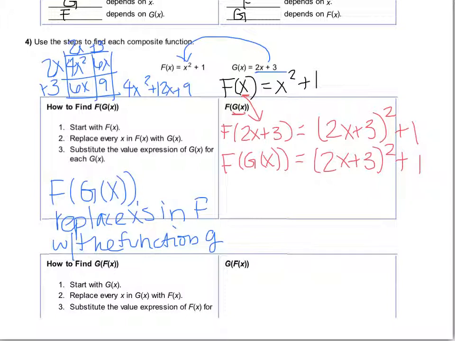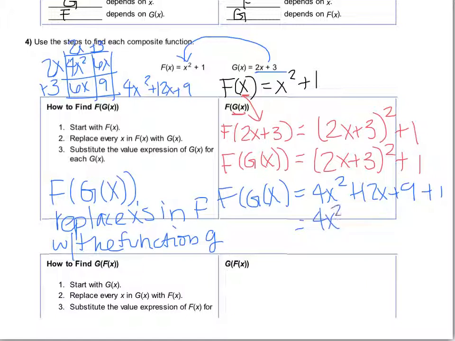So now I have for my next step that f of g of x equals 4x squared plus 12x plus 9 plus 1. I have to bring that down. So it ends up equaling 4x squared plus 12x plus 10. So that is my new function.